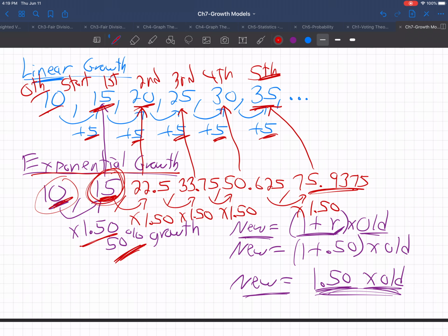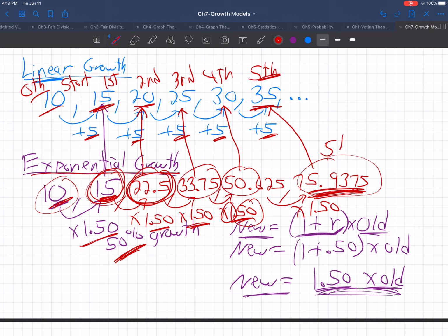Half of $15 is $7.50. So it added $7.50 the second time. That's why it went up to $22.50. And then it added half of that amount again, and half of that amount again, and half of that amount again. It was growing by 50% every time we were multiplying by 1.50. The 1 was giving us back the original, and the 0.50 giving us the 50% increase. And that was faster growth, wasn't it? It went up to 75 by the 5th generation instead of just 35.